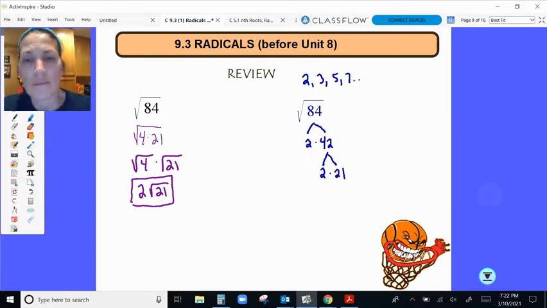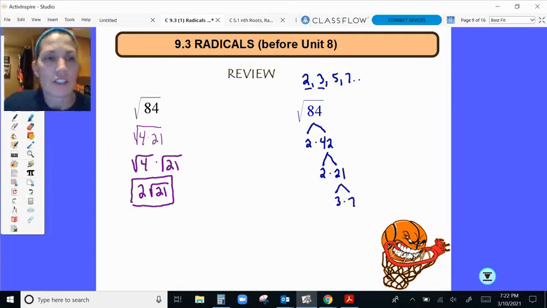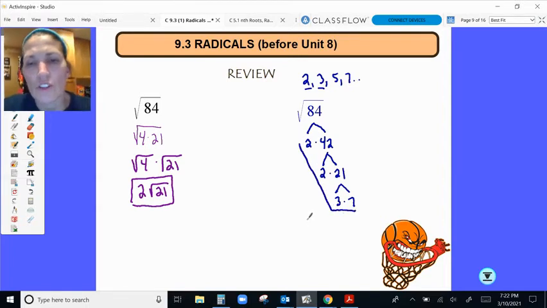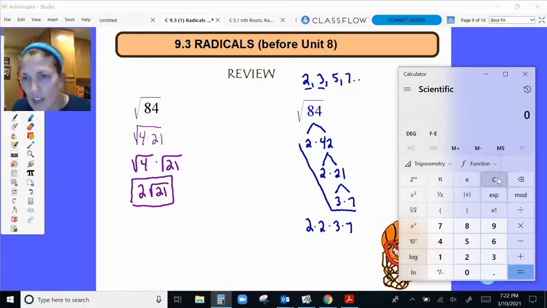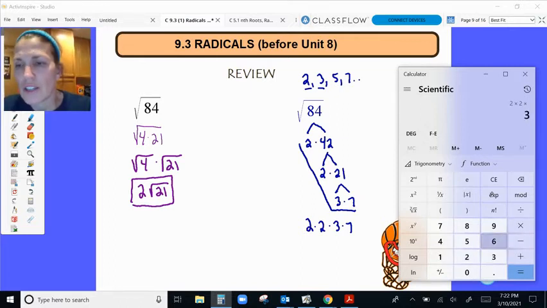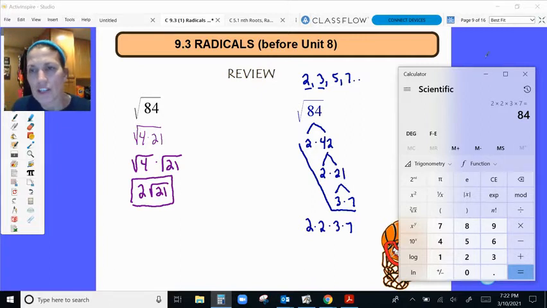Now notice I can no longer divide 21 by 2. So now I go to my next prime number, 3, and 21 is going to be 3 times 7. Now I'm all finished. Notice I have all my prime numbers here on the left-hand side. So 2 times 2 times 3 times 7 is called a prime factorization of 84. I can show you this with my calculator: 2 times 2 times 3 times 7 should give me 84. So that's called the prime factorization of 84.